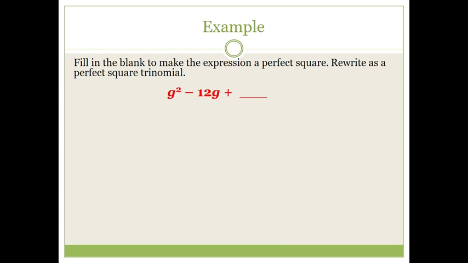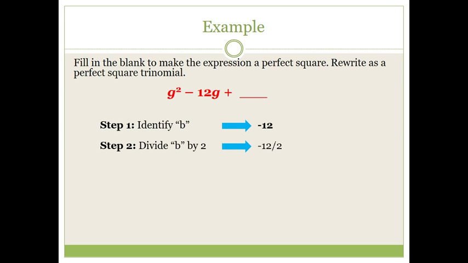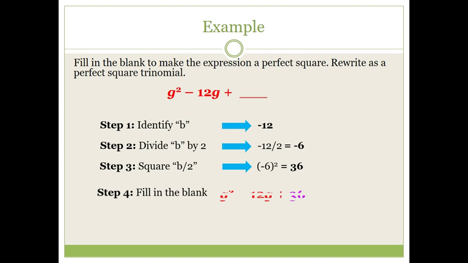Let's try another one. So take a moment to pause the video and see if you can rewrite this trinomial as a perfect square. What would you have to add to both sides? Alright, so take the b term, which is negative 12, cut it in half. So that would be negative 6. Then we're going to take negative 6 and square it. So negative 6 times negative 6 is positive 36. And we would fill in the blank in this equation with 36.